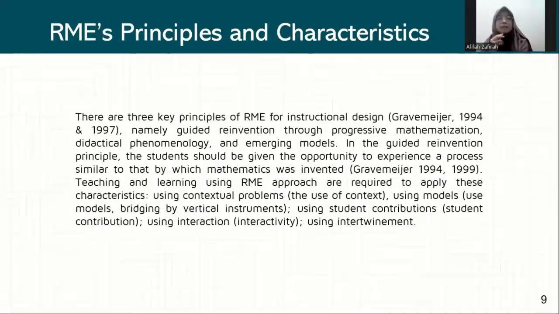There are some theoretical backgrounds of this research. There are three key principles of realistic mathematics education for instructional design, namely guided reinvention through progressive mathematization, didactical phenomenology, and emerging models. And also there are some characteristics of RME: using contextual problems, using models, using student contribution, using interaction, using entertainment.